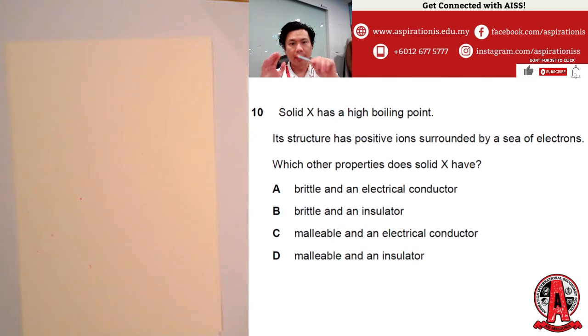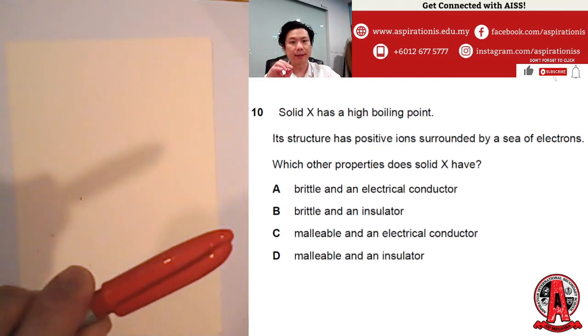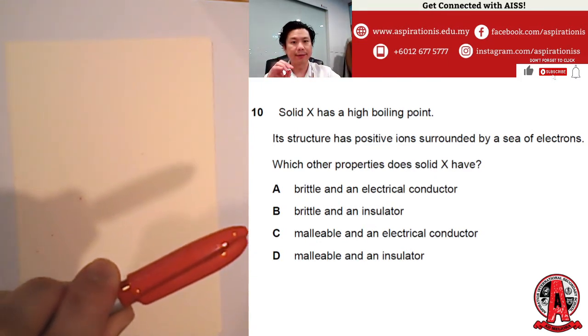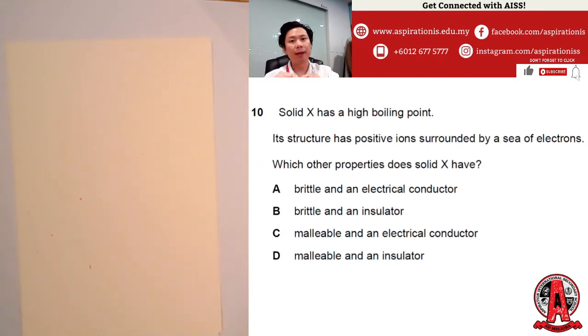So X is a metal, so it's definitely C or D. And we know that metals are electrical conductors. This is basic science. So the answer to this question is definitely C. Metals are malleable and they conduct electricity. So that is clear.